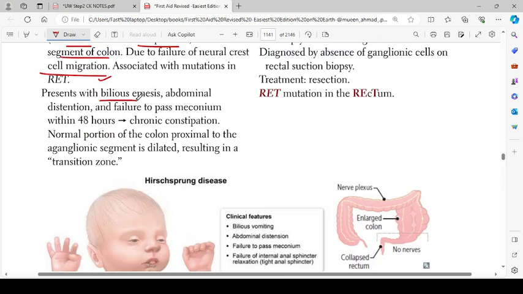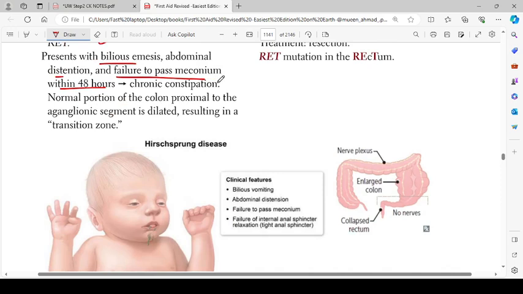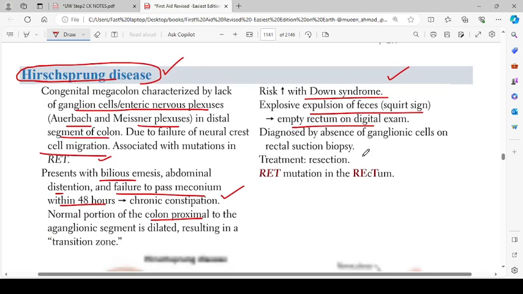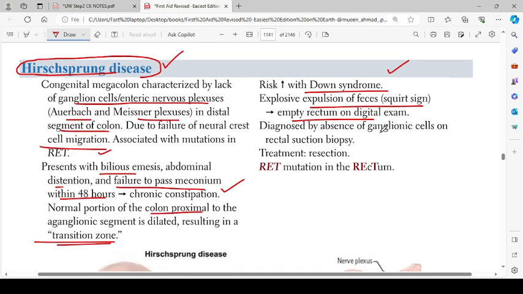It presents with bilious emesis, abdominal distension, and failure to pass the meconium within 48 hours that will result in chronic constipation. The normal portion of the colon proximal to the aganglionic segment is dilated, resulting in the transition zone. Risk increases with Down syndrome. Explosive expulsion of feces, that is the cord sign, leads to an empty rectum on digital exam. It is diagnosed by absence of ganglion cells on the rectal suction biopsy.